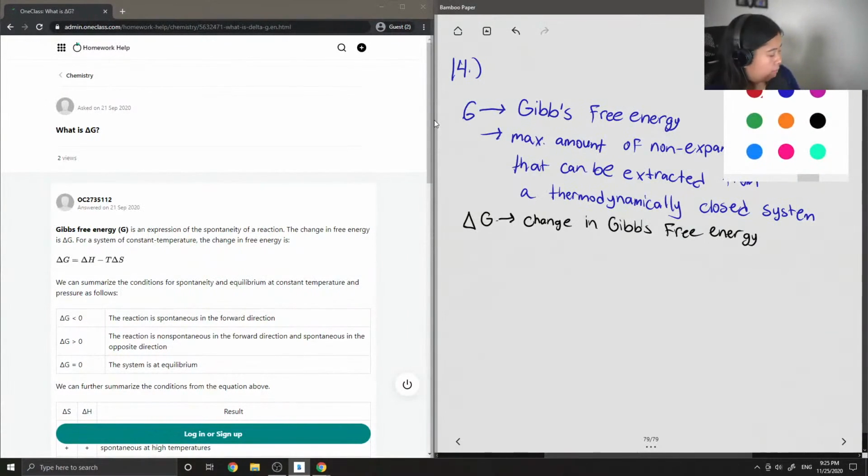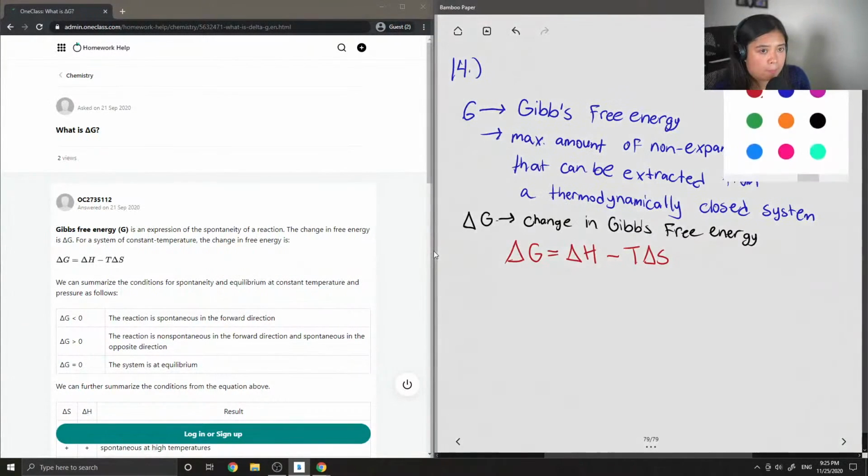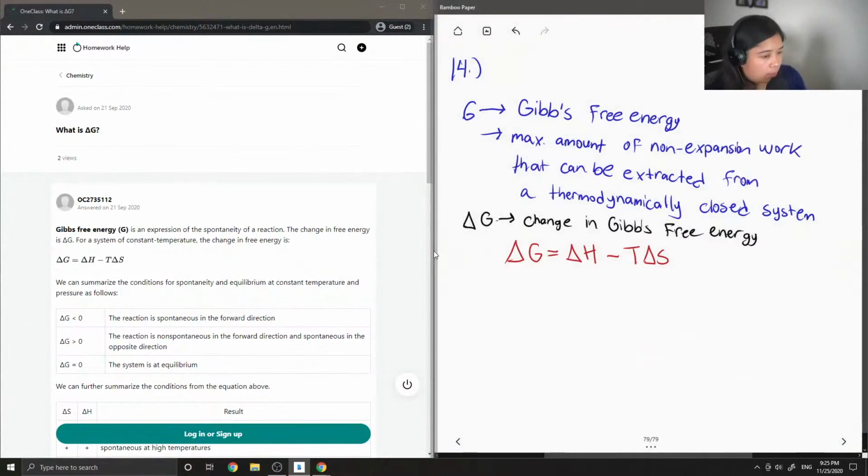Okay, so there's a way that we can calculate delta G. So delta G is equal to delta H minus T times delta S. So delta H is the change in enthalpy. T is just temperature. And delta S is the change in entropy.